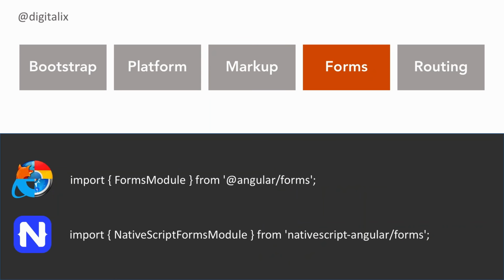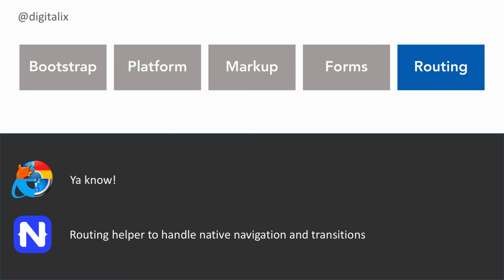Forms is another one of those things where we just swap. And finally, routing. Routing is probably the most different one. In the browser, we have the Angular router. And in NativeScript, there is a special router that includes all the functions that the Angular router has. But because it's a native application, it offers you more functionality. So let me show you some of the stuff that I've been talking about.